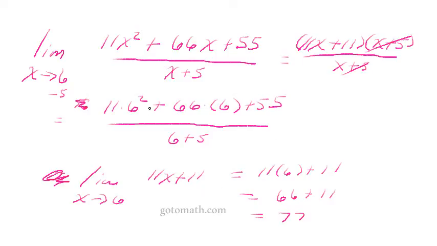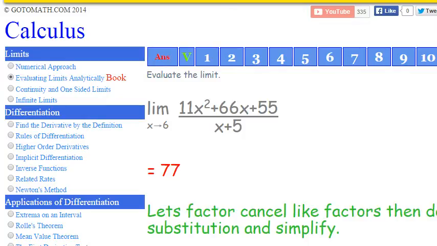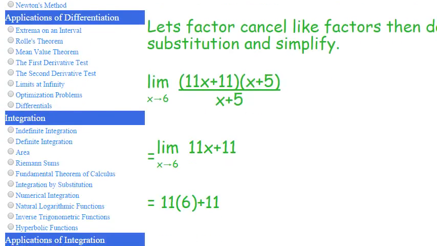Now, instead of doing all this arithmetic, it was just a whole lot easier to do the direct substitution and come up with this number. Let's head over to the web page and see what the answer is, and the answer is 77. So we factored this and canceled out some stuff, and then did a direct substitution and got our 77. Alright, as you can see here.